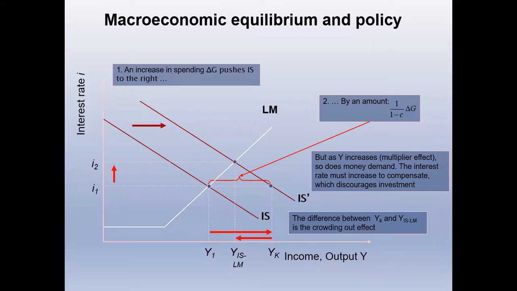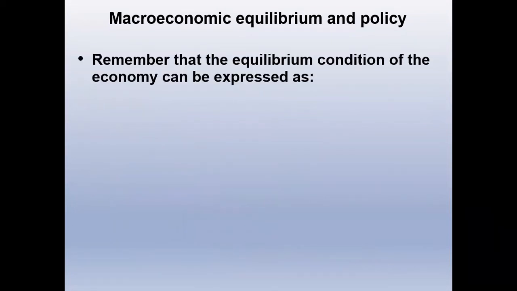So this is what we have. I can return to the difference between YK and YISLM. It is the crowding out effect. What is the meaning of crowding? They are pushing each other. So I can return back and I will not keep it at the original situation, and this is called the crowding out effect. So remember that the equilibrium condition of the economy can be expressed by this: government spending minus taxes is called government saving, and this is called personal saving.